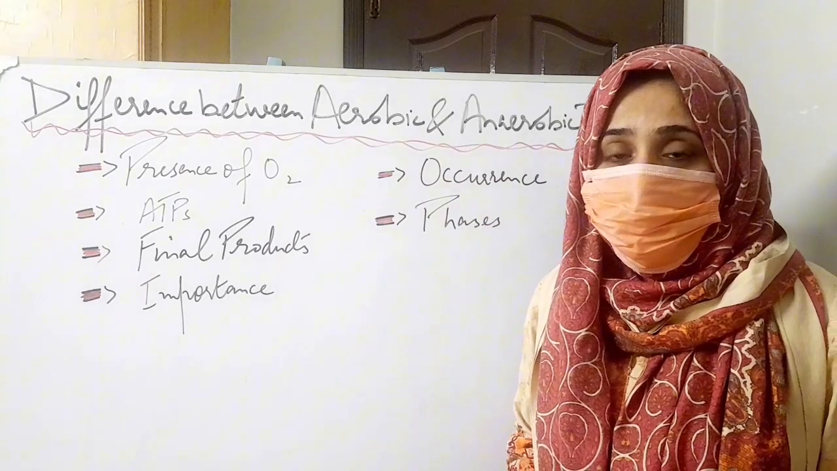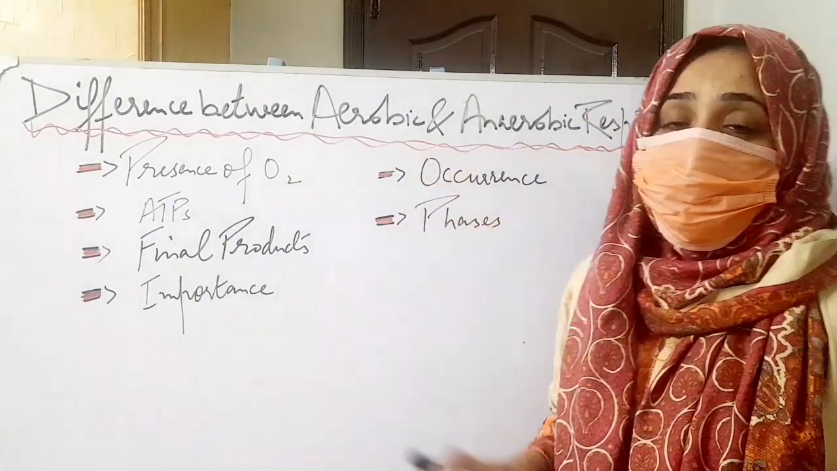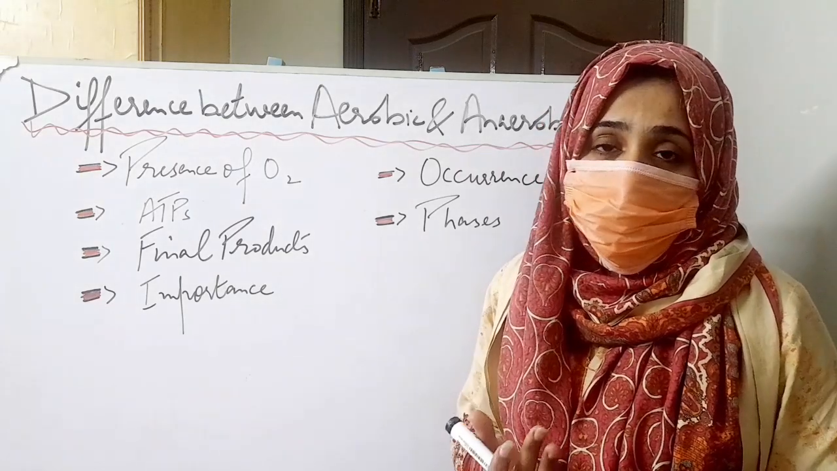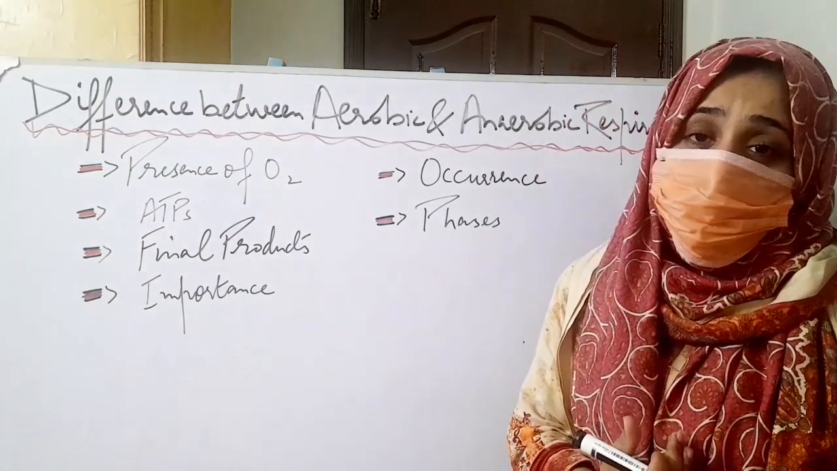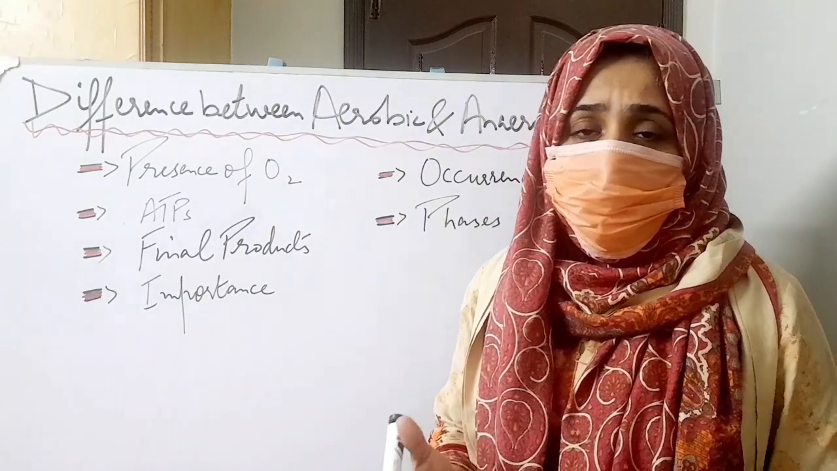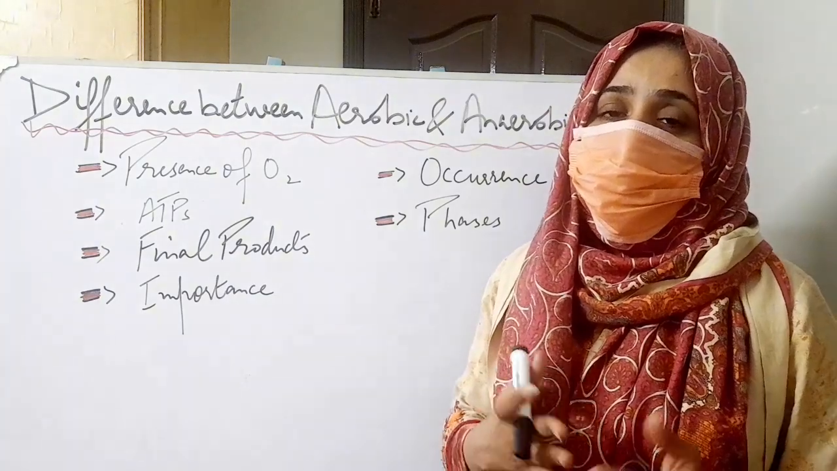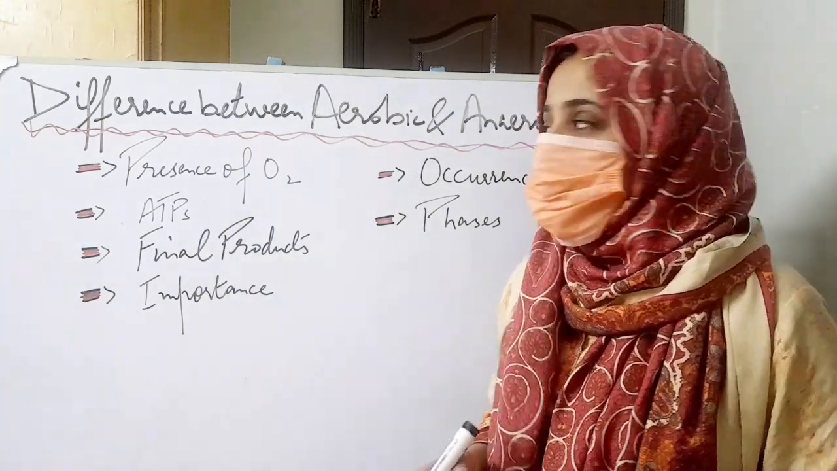and after that the Krebs cycle and electron transport chain occur in mitochondria. Phases. Aerobic respiration consists of 4 phases. The first phase is glycolysis, the second phase is transition reaction, or it may be called pyruvic acid oxidation. The third step is Krebs cycle or citric acid cycle, and the fourth step is electron transport chain or respiratory chain.